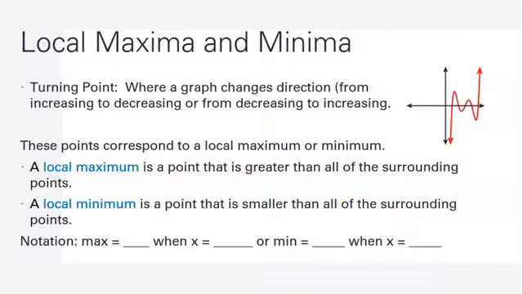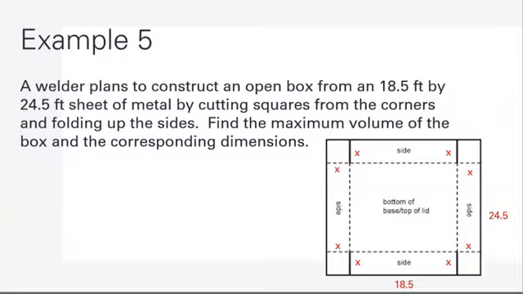And we find those values using a calculator. So I have a separate video about how to find them using a calculator, but we're going to go to a word problem about this and talk about how to build a function for the word problem. And then the calculator is going to give us a final answer. In example 5, it says a welder plans to construct an open box from an 18.5 foot by 24.5 foot sheet of metal by cutting squares from the corners and folding up the sides. Find the maximum volume of the box and the corresponding dimensions.